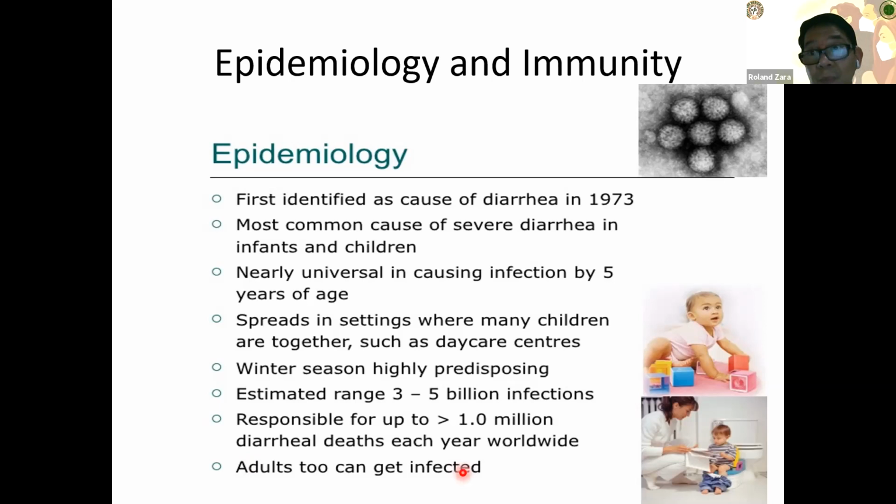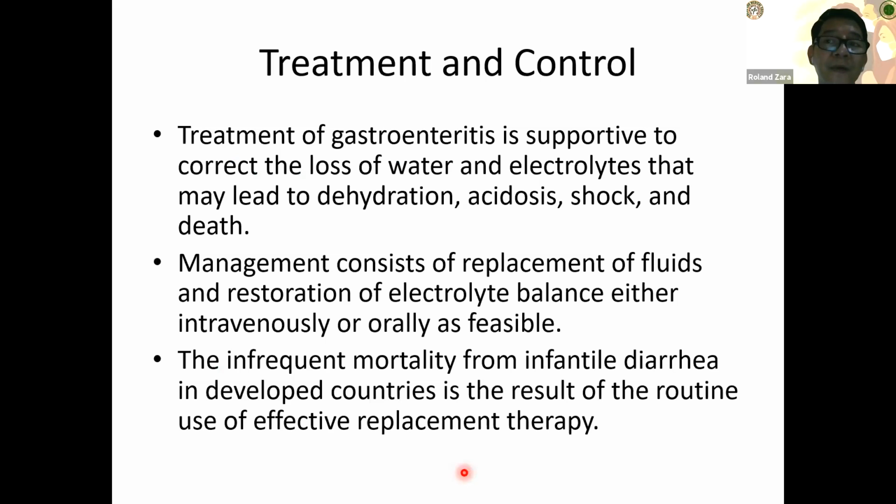So treatment is supportive. Just like viral gastroenteritis, supportive management, so fluids and electrolytes. If the patient is vomiting, the patient may need IV fluids. Management consists of replacement of your fluids. It's important that you hydrate. How would you know that the patient is hydrated? You may know if the patient is urinating well. If there is a lot of urine output, that is the most important sign that the patient is well hydrated. Second, you need to check the mucous membrane, kung wet na siya, and the skin turgor.